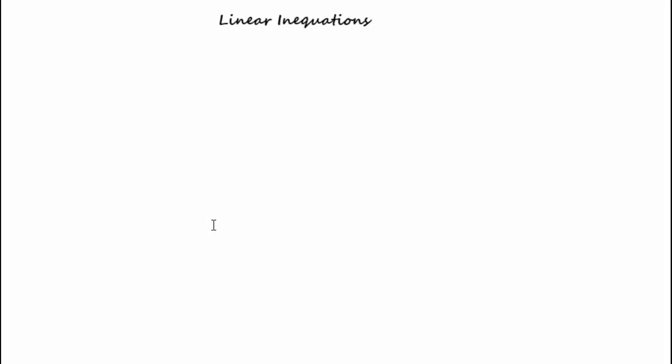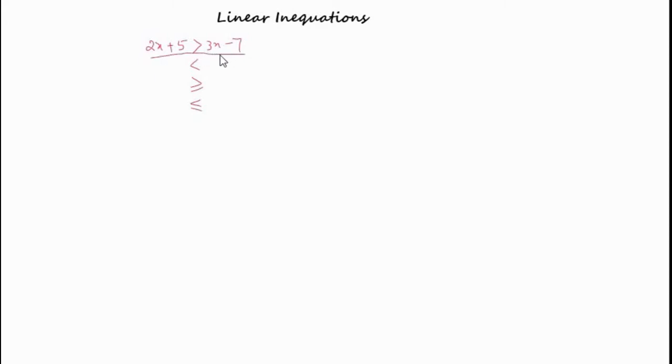In this module, I will be covering concepts of linear inequations. First, let us understand what is meant by linear inequation. Let us consider two expressions, 2x plus 5 and 3x minus 7. If these two expressions are compared or related using the sign greater than, or less than, or greater than or equal to, or less than or equal to, then this is a linear inequation.